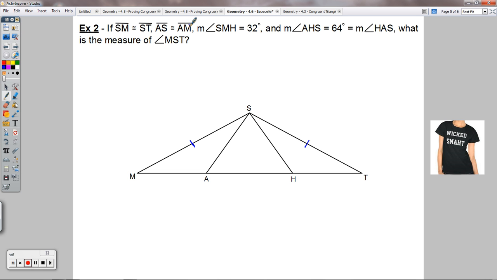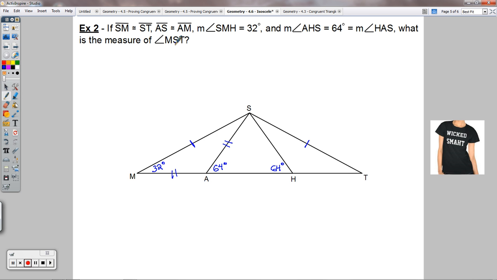We've got AS is congruent to AM. So that would be this one is congruent to this one. Okay. Measure of angle SMH is 32. So connect the dots. SMH, the angle that it draws, this one is 32 degrees. And it says also that the measure of angle AHS is 64. And that also equals the measure of angle HAS. So AHS, connect the dots, this one's 64. And HAS, connect the dots again, HAS, that means the angle it draws right there is also 64.